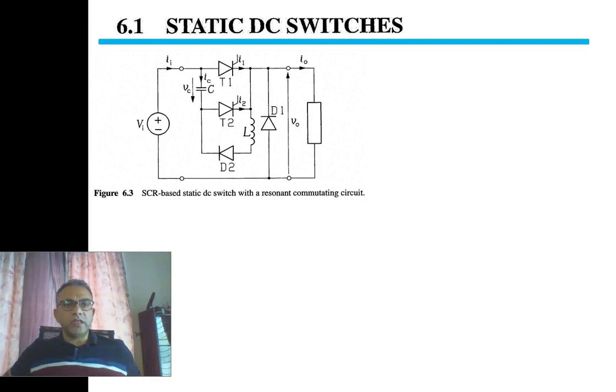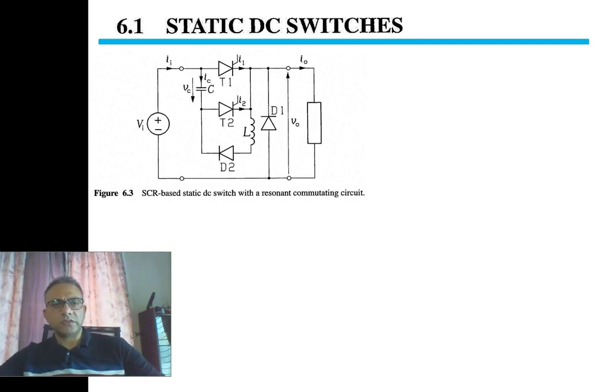We are using SCRs. Thyristor T1 is our main power electronic switch. We will control the output voltage by turning T1 on and off. To turn on T1, we need a drive circuit. The driver circuit is not shown, however, we have discussed driver circuits in chapter number 2 in the class, so I will not repeat them over here.